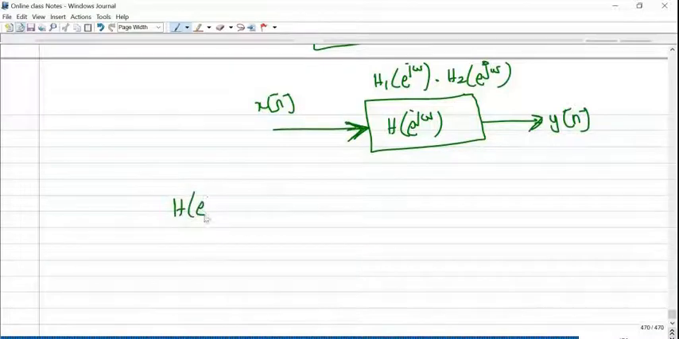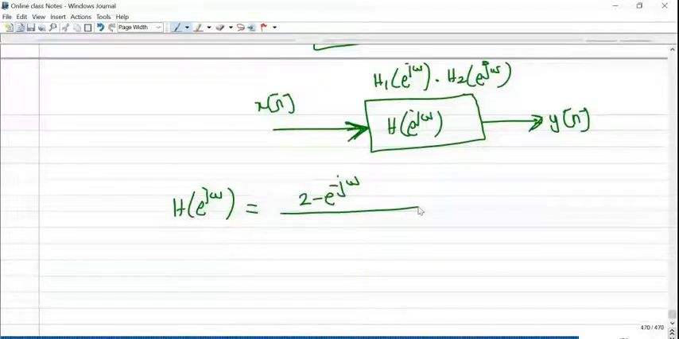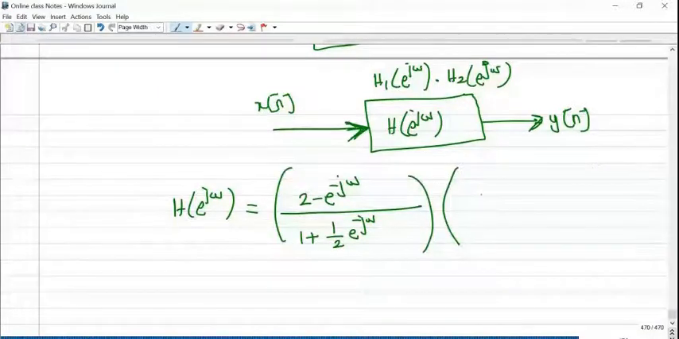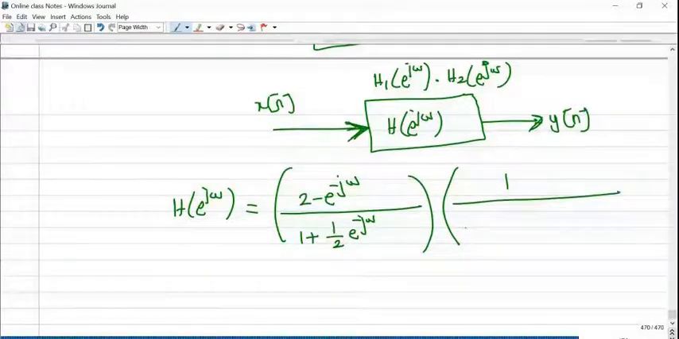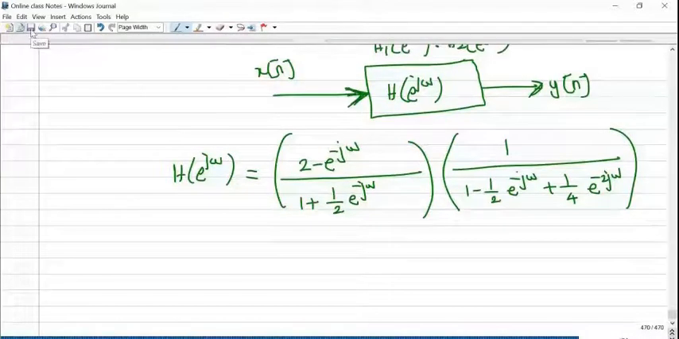So H of e power j omega equals H1, which is 2 minus e power minus j omega divided by 1 plus 1 by 2 e power minus j omega, times H2 given in the problem, 1 divided by 1 minus 1 by 2 e power minus j omega plus 1 by 4 e power minus 2 j omega. Now multiply this and solve it.